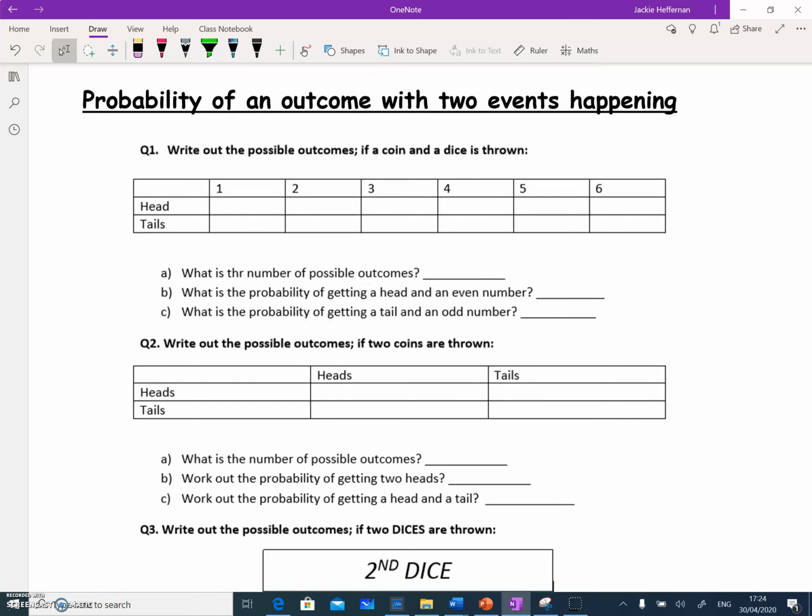Okay, probability of an outcome with 2 events happening. Question 1, write the possible outcomes if a coin and a dice is thrown. So for the first one, you just say H1, H2, and so on. The second line, you do tails 1, tails 2, because you can get heads and a 1, you can get heads and a 2, tails and a 1, tails and a 2, and so on.